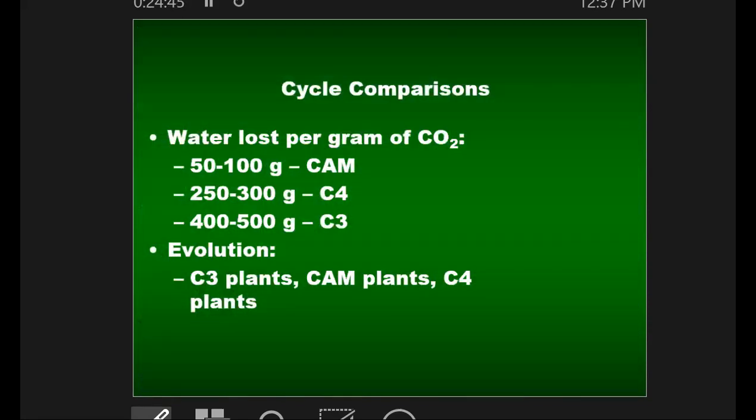Under these different cycles, going back to this, you can see the water comparison. So the C3 plant, not so good. They lose 400 to 500 grams of water per, when they run the C3 cycle. But you can see how much better the CAM is, either C4 or C3. So very, very good at water conservation. You can shut your stomata all day long. And especially in those high heat conditions, that's a really good strategy to conserve water.